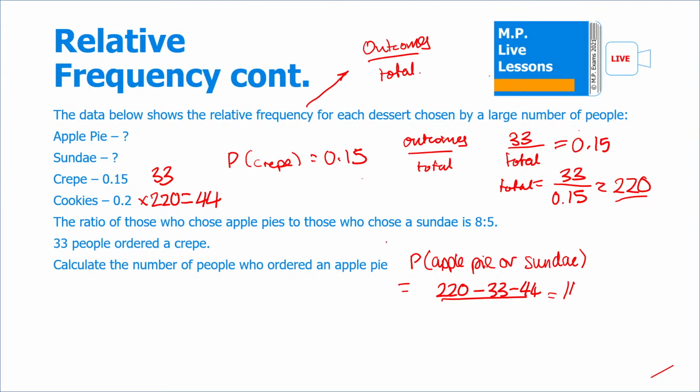So 143 people ordered an apple pie or a sundae. If we split this in the ratio 8:5, that's a total of 13 parts. We want to make 143, so we multiply each bit by 11. So 55 ordered a sundae, 88 ordered an apple pie. That's our answer.